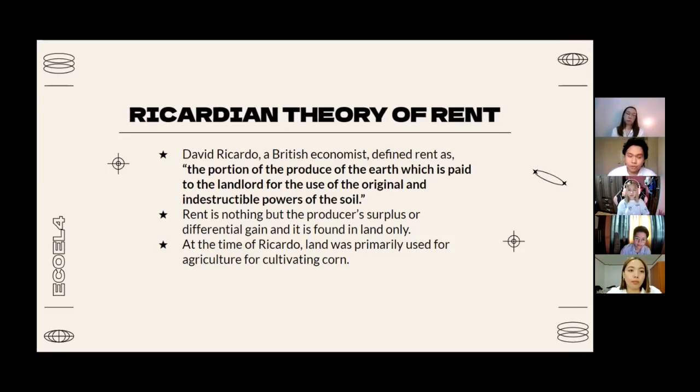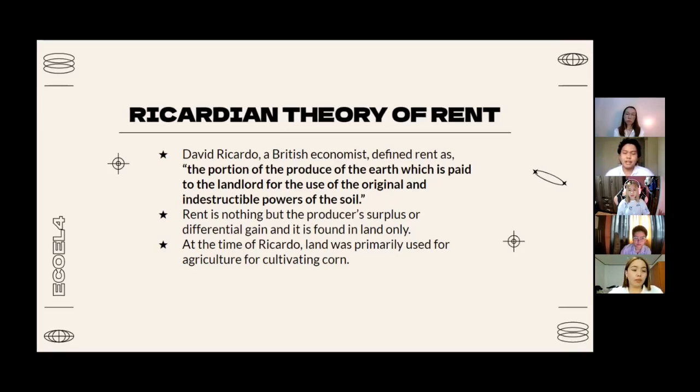So the classical theory of rent, or the Ricardian theory of rent, follows the views of classical writers about the operation of the law of diminishing returns in agriculture. Classical theorists like West, Torrens, Malthus, and Ricardo each formulated a different theory of differential rent. The theory of rent in the form presented by David Ricardo has become one of the most popular types of theory of differential rent.